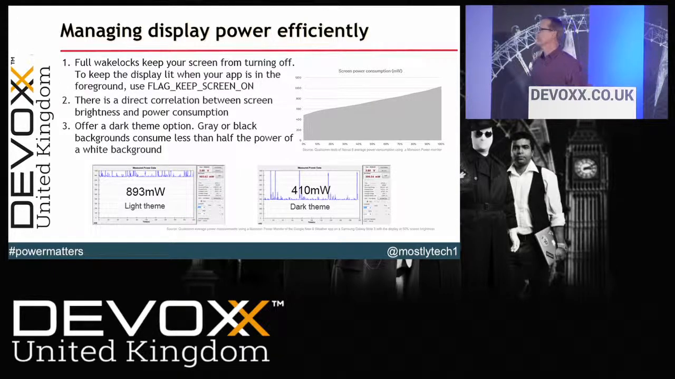I took the Google News and Weather app, and in fact, it's not even a black background. It's a mostly gray background versus a white background. And I found that the light theme used 893 milliwatts, the dark theme used 410 milliwatts. Huge difference. Something that's easy for you to do, and your users will appreciate it.